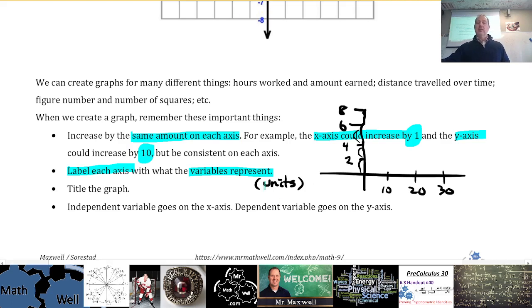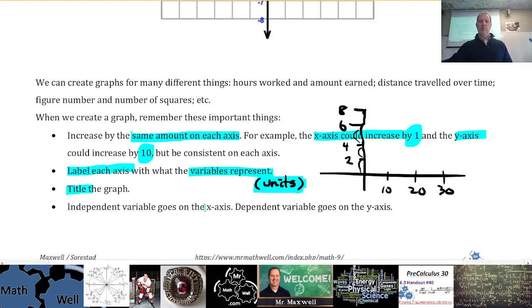And that's because I teach chemistry and physics in grade 11 and 12, and when we do graphs there, you have to have your units on the graphs. So may as well practice now, may as well get used to that. There has to be a title on the graph.